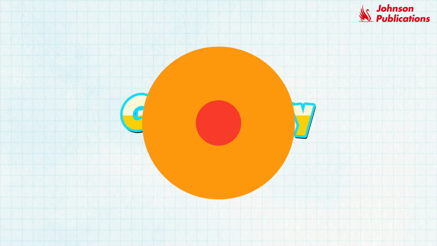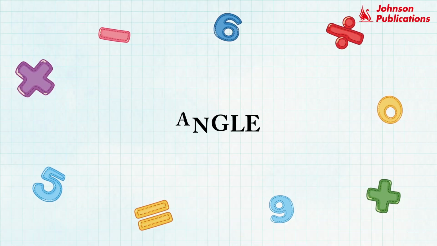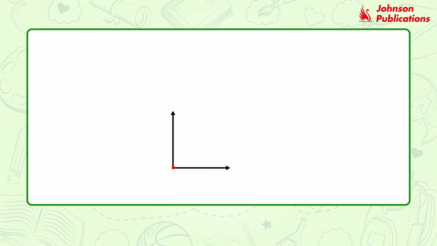Geometry. Angle. When two rays start from a common point or intersect at a point, it forms an angle.